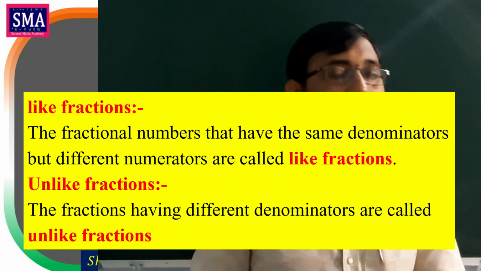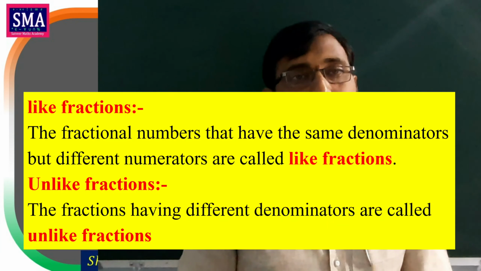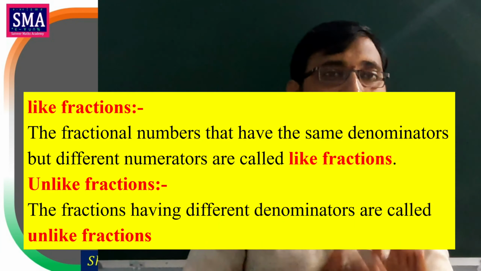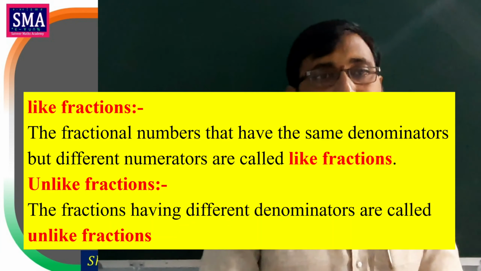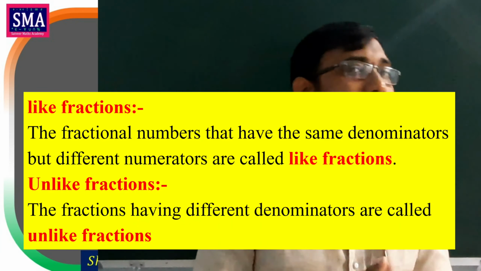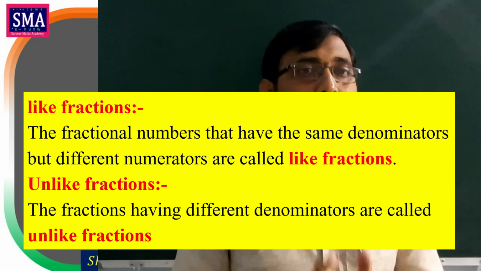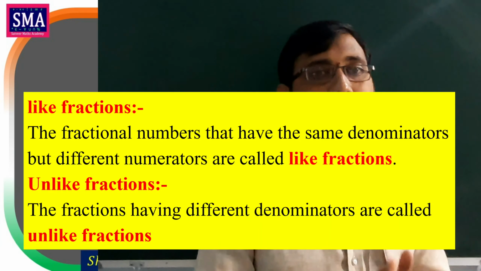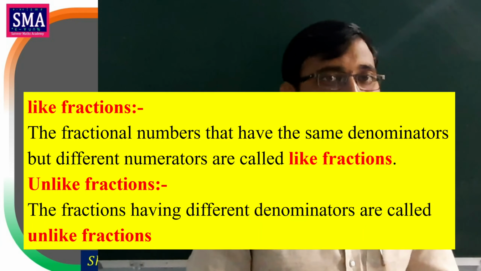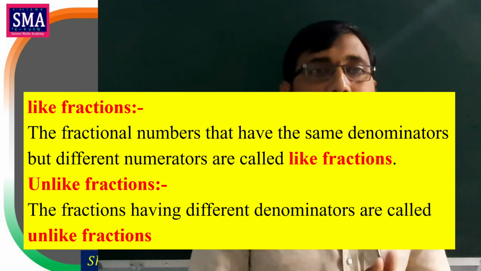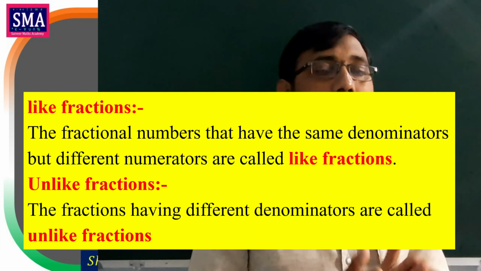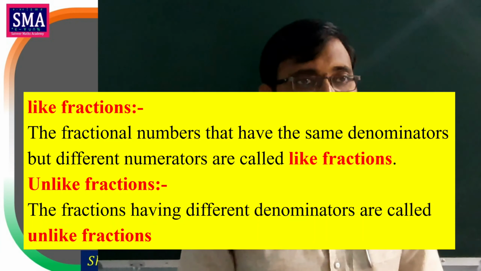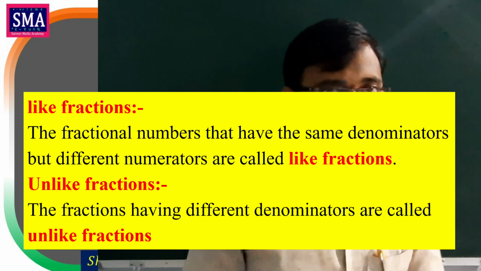Okay. Next one, like fractions and unlike fractions. If two or more fractions have the same denominator, these are called like fractions, otherwise unlike fractions. Two or more fractions with the same denominator and different numerators are called like fractions. Different denominators, these are called unlike fractions. Okay, these are the fractions.